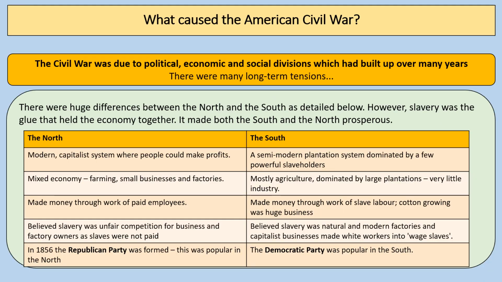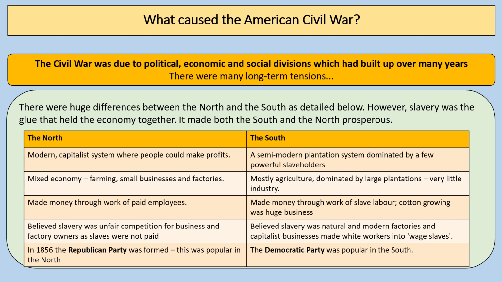So the Civil War was due to political, economic and social divisions which had built up for many years. There were many long-term tensions between the North and the South. And one of the things to think about is the differences between the North and the South. The North was a modern capitalist system where people could make profits. There was a mixed economy: farming, small businesses and factories. Money was made through the work of paid employees. In the North, they believed that slavery was unfair competition for business and factory owners, as slaves were not paid.